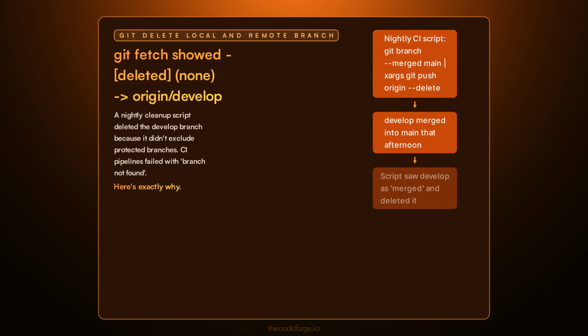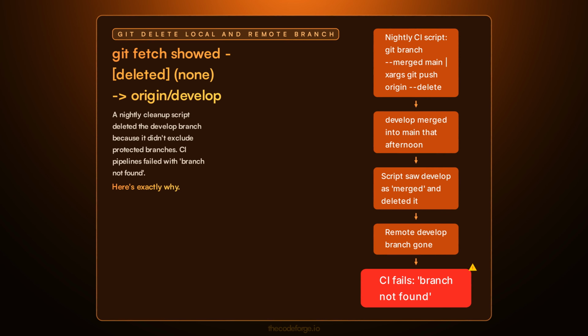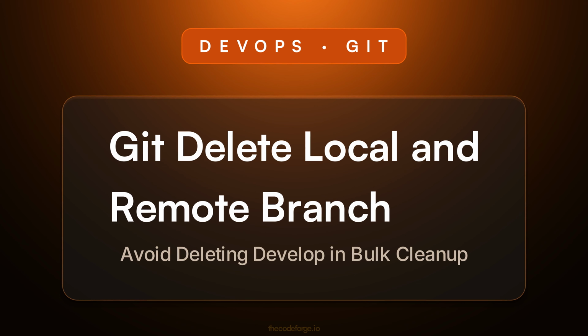Git fetch just showed deleted, none, origin develop. The develop branch vanished from GitHub and CI started failing. A cleanup script that had run nightly for 3 months finally hit a protected branch. Let's break down Git delete local and remote branch, how it works, and the exact mistake behind that failure.